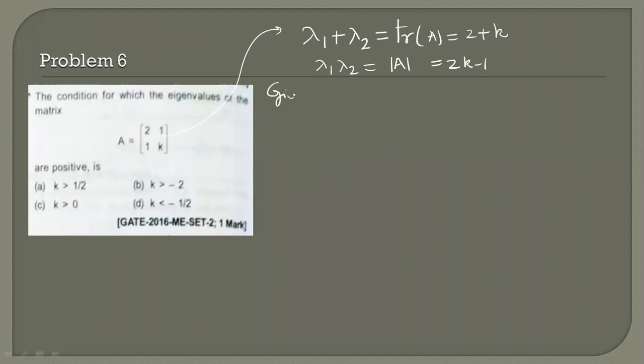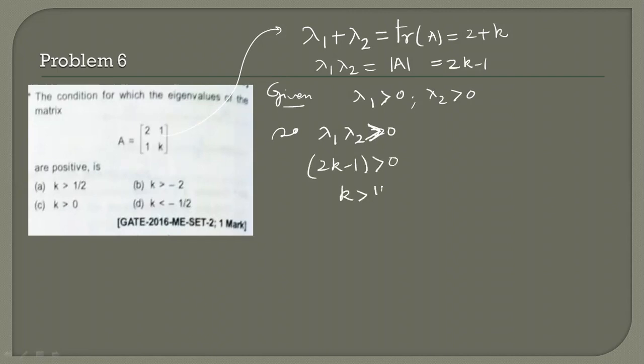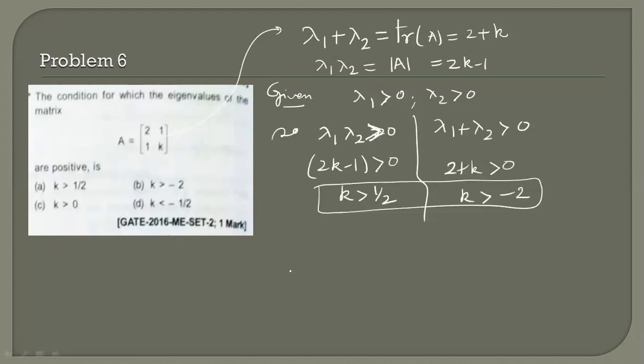Now, the given condition is lambda 1 and lambda 2 both are positive. So the product will also be positive. It means 2k minus 1 greater than 0, or k greater than 1 by 2. And the second condition is the sum of the eigenvalues is also going to be positive. It means 2 plus k is greater than 0, or k greater than minus 2. Now we have to take the intersection of these two conditions. Draw a line. Suppose this is your k.